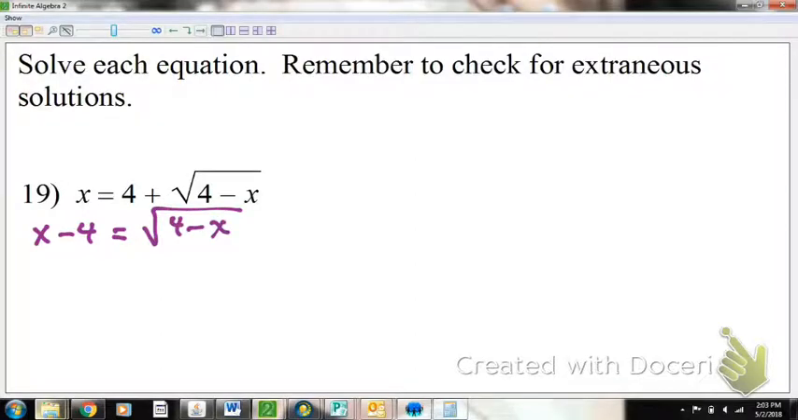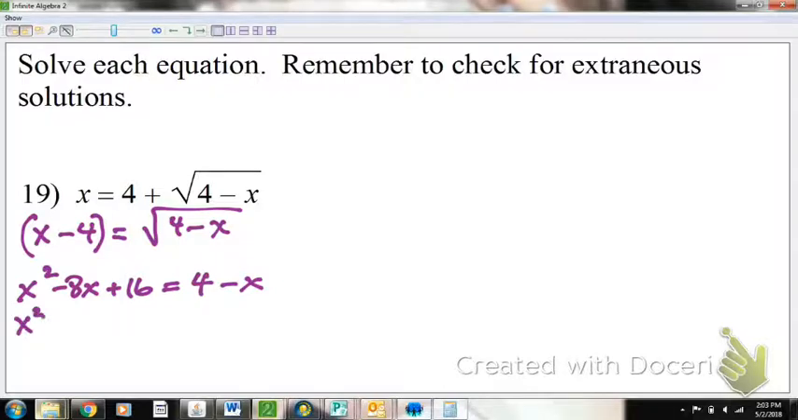Now, if you square both sides, you have to remember that what's going on over here on the left is x minus 4. So when you square that, you're going to get x squared minus 8x plus 16. You have to FOIL it, equals 4 minus x. Now, at this point, we've got a quadratic equation that has shown up, so we're going to have to do one of our quadratic techniques.